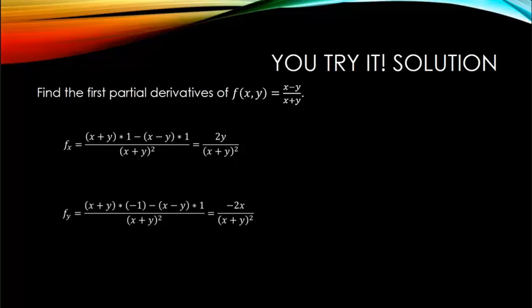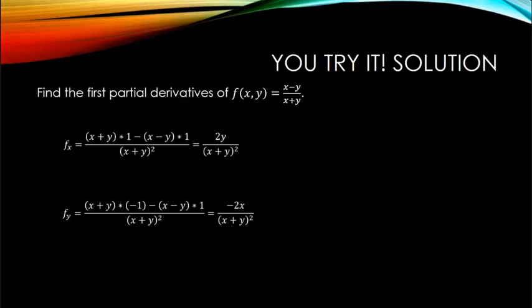The partial derivative with respect to y, or fy, is given using the quotient rule by x plus y times negative 1 minus the quantity x minus y times 1 over the quantity x plus y squared, which reduces to negative 2x over the quantity x plus y squared.